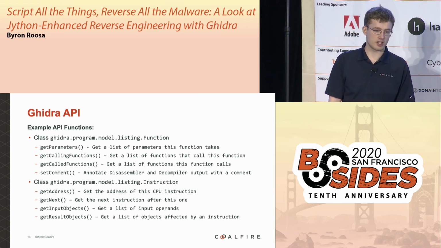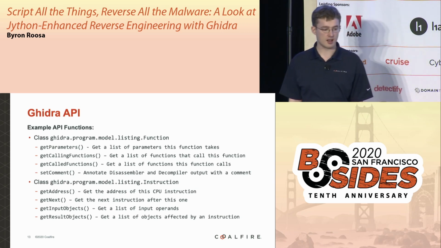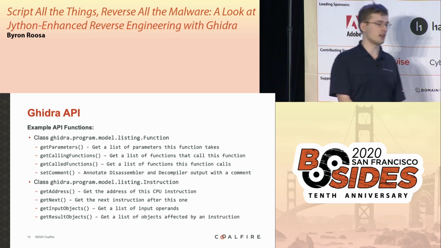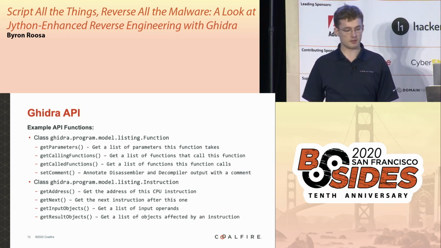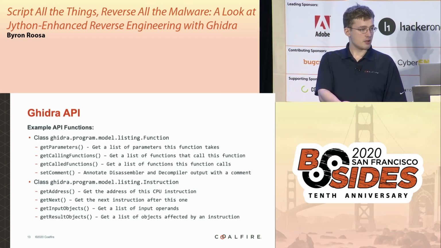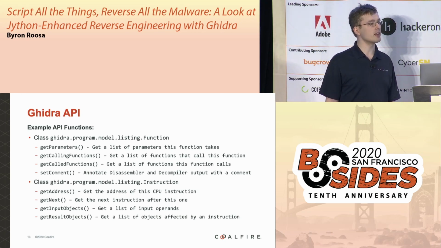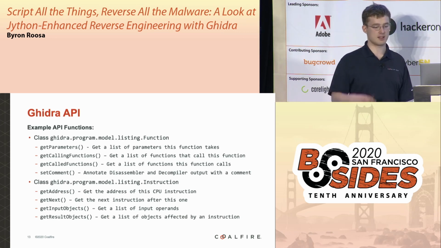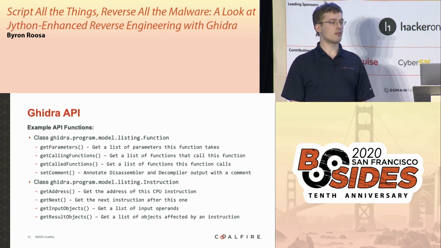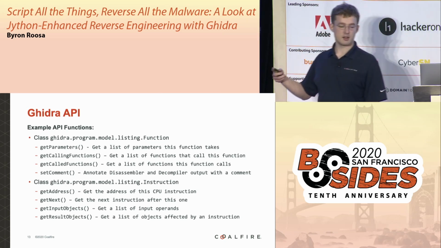You can look at the parameters it takes. You can look at what functions call it, and what functions it calls. We can even interact with the output of the analysis and put a comment there to say something else is going on here. We can do whatever we want. And for example, for a CPU instruction at a lower level, we can get its address, where it is in memory. We can figure out what instruction is next. For example, if you have a bunch of data in between two instructions, it'll automatically skip all that and go right to the next one. And if an instruction takes data as input, we can see there's a getInputObjects.